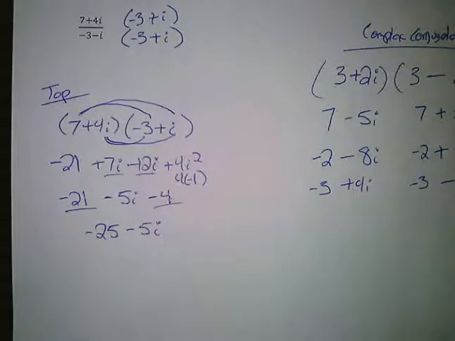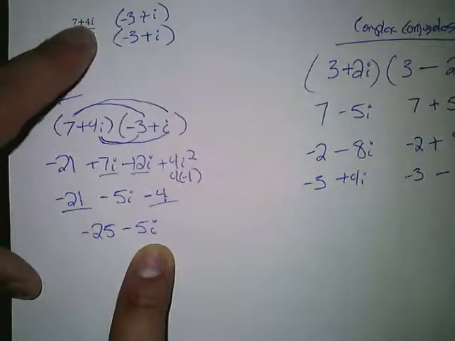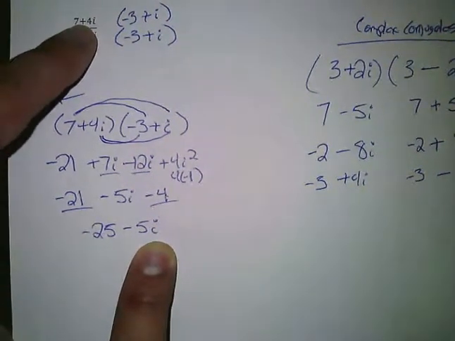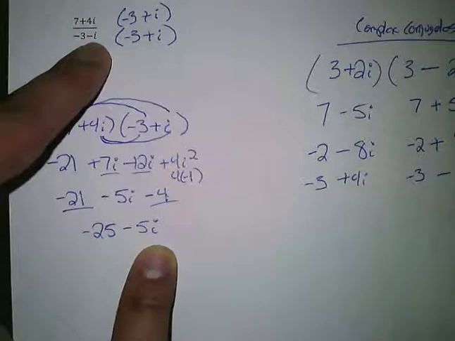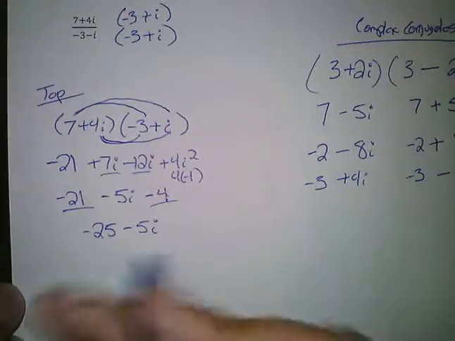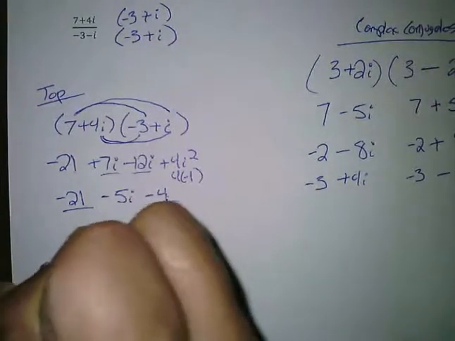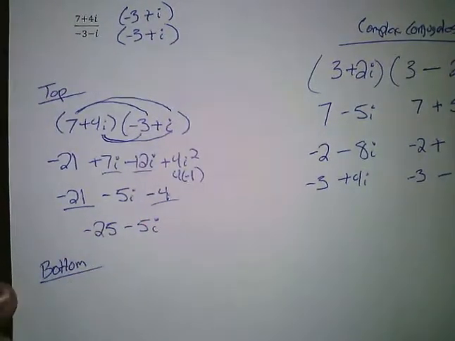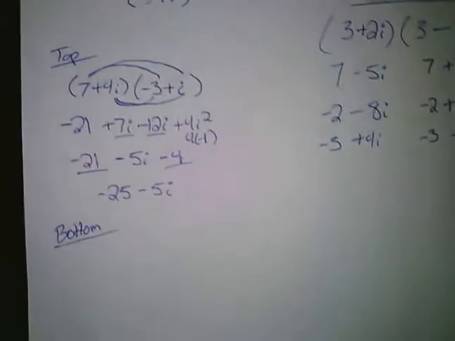So that was the top. I still have an i hanging around, but remember, we don't care about the top. The focus was entirely on trying to eliminate imaginary numbers on the bottom. So let's look at the multiplication that's going to happen on the bottom. We should have all of our i's go away.